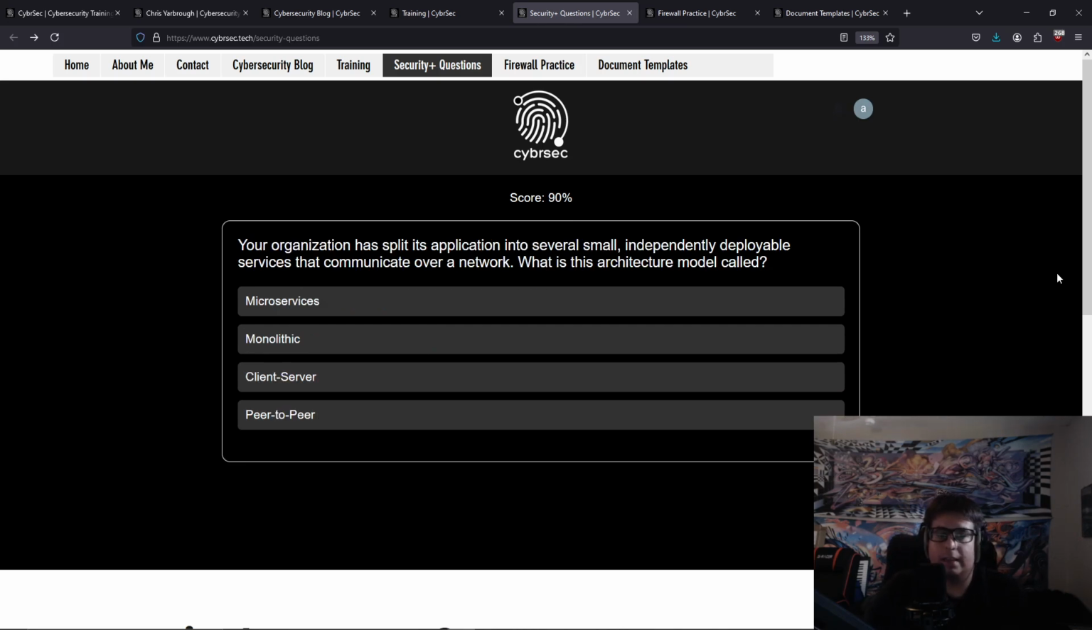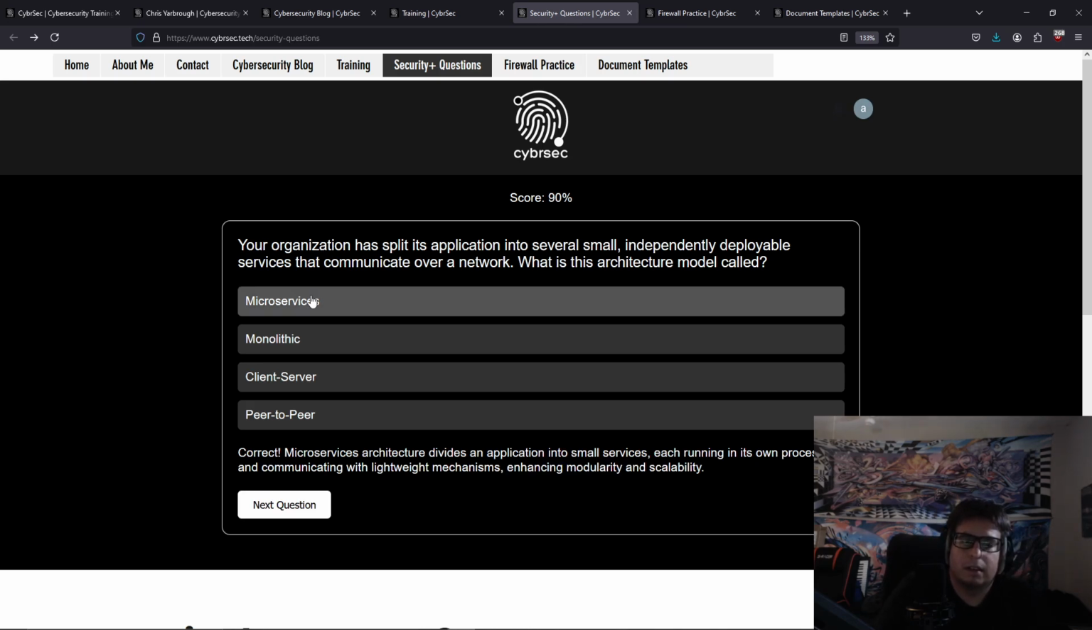Your organization has split its applications into several small, independently deployable services that communicate over a network. What is this architecture model called? Split the application into several small services, microservices. Correct. Small services.